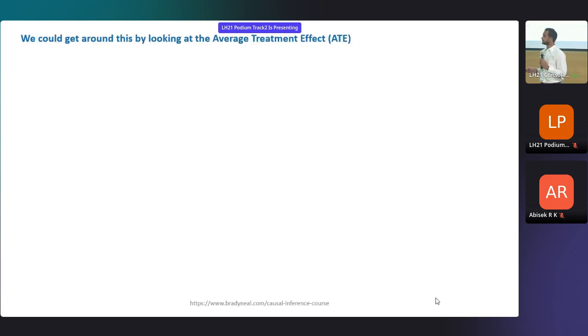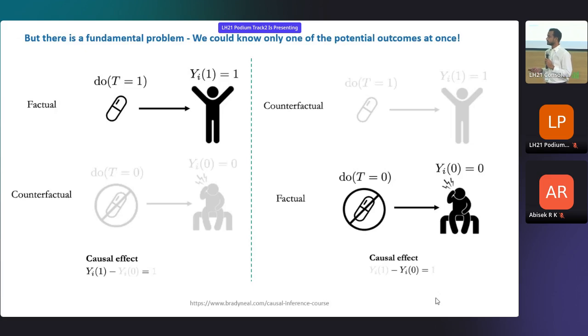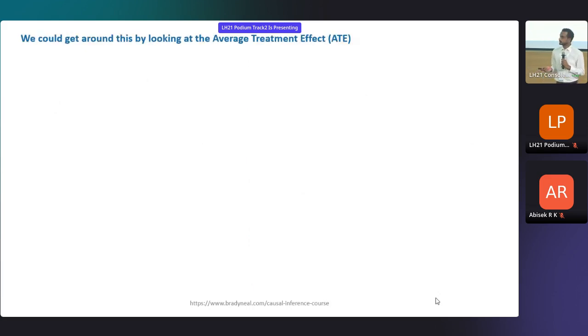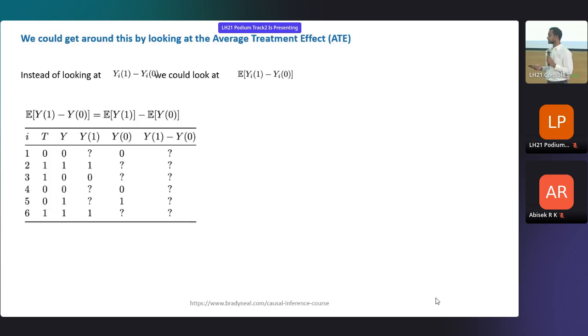So we can look at an average treatment effect. Here we have been looking at one individual. We can get around this by looking at the population of individuals. So instead of looking at y1 minus y0, which is the individual causal effect, we can look at the expectation of y1 minus y0 across a population. Suppose we have a sample of 6 individuals, and they have different treatments, 0 or 1, and we can observe y1 or y0 for any one of the individuals.